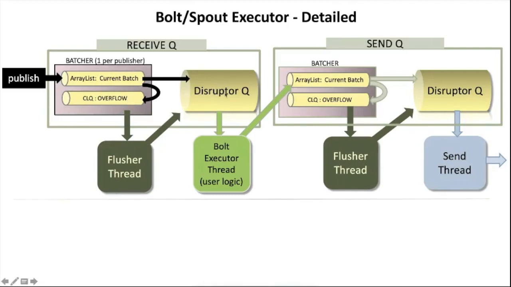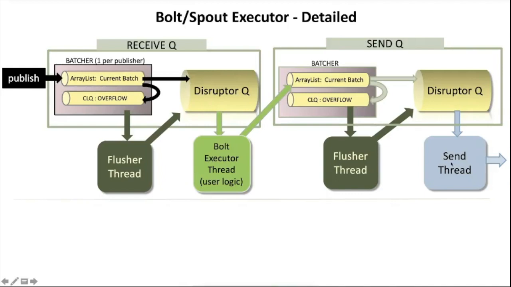And if this queue was full for whatever reason, it would go into a side list called an unbounded list on the side called the overflow list. And then the flusher thread here would periodically drain this out on a 1 millisecond or some kind of a frequency. So here you have the bolt executor, which is actually draining the messages, processing them, and sending it to the send queue, where the same kind of a jazz happens all over again. There's a batching and overflow and a flusher thread, and it finally goes out.